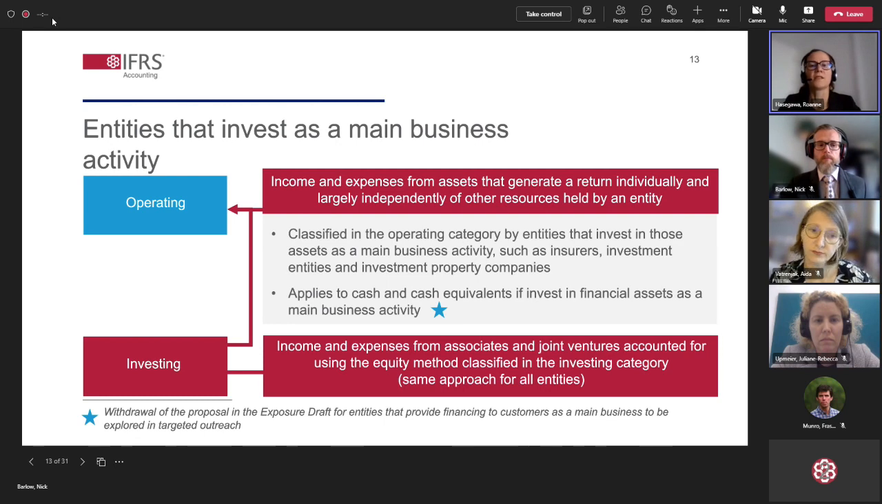So for such entities, the requirement to classify in the operating category all income and expenses from cash and cash equivalents would be triggered by their investments in financial assets, and no requirement in relation to providing financing to customers as a main business activity would be needed. So with that, that's all I'd like to say on subtotals.